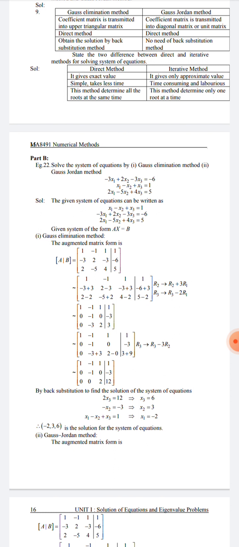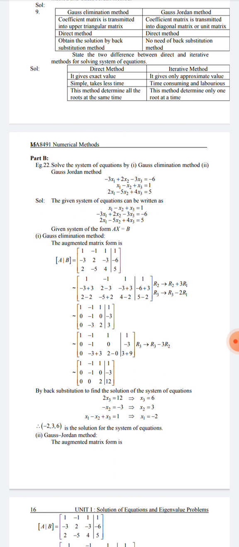Here you will get x1 minus 2 minus x2 plus x3 equal to 1. So you know the value of x2 and x3, substitute here, you can get the value of x1. So now I got the values of x1 as minus 2, x2 as 3 and x3 as 6. So this is the method for Gauss elimination.